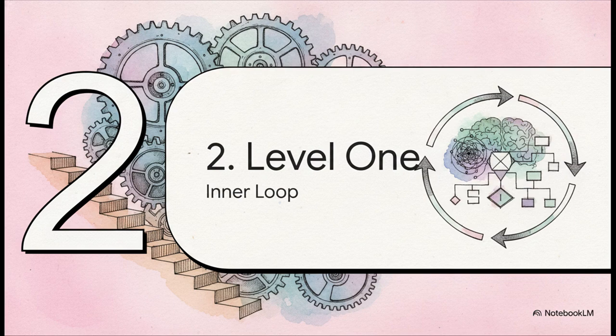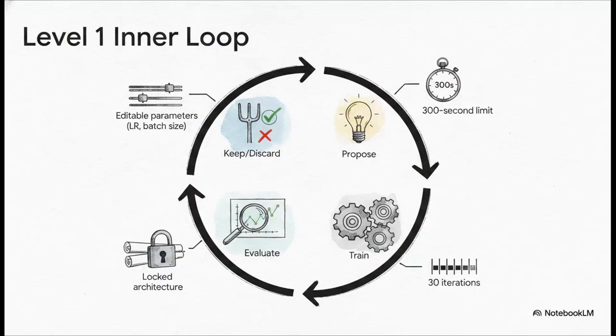Section 2, Level 1, the inner loop. Okay, so Level 1 operates on a pretty standard propose, train, evaluate, and keep or discard cycle. But to maintain rigorous experimental control, the whole system is running under a strict 300-second training budget per iteration on an RTX 5090, and it's capped at exactly 30 iterations total. We've also locked the architecture size parameters. That leaves the LLM free to propose edits to variables like learning rate, weight decay, and total batch size.